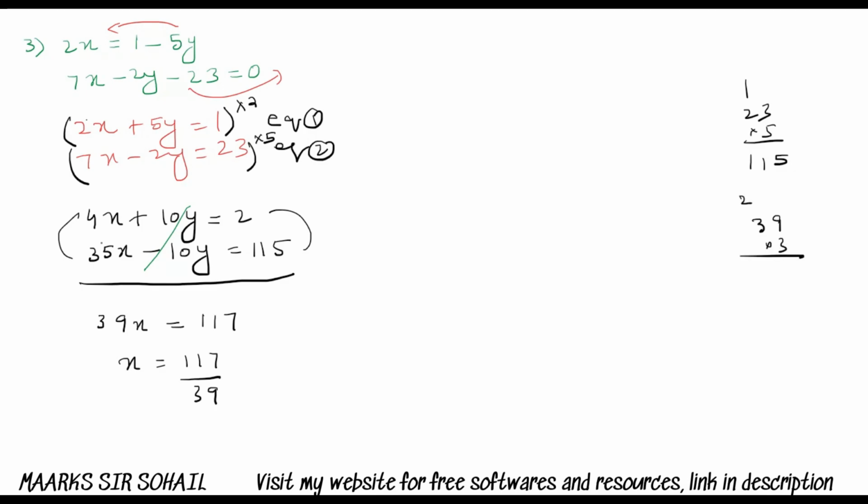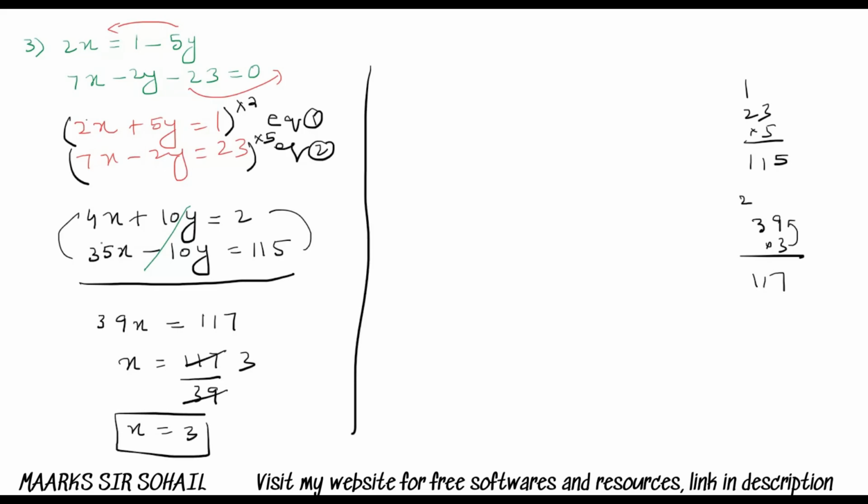So 3 9s are 27, and if you multiply by the first term, you know the last number is 7 and 7 here, so I think it will work. 3 9s are 27, 3 3s are 9, plus 2 is 11. So here we get 117. It means 39 3s are 117, so the value of x is 3. Now we got the first value. Now we will find the second value, y.